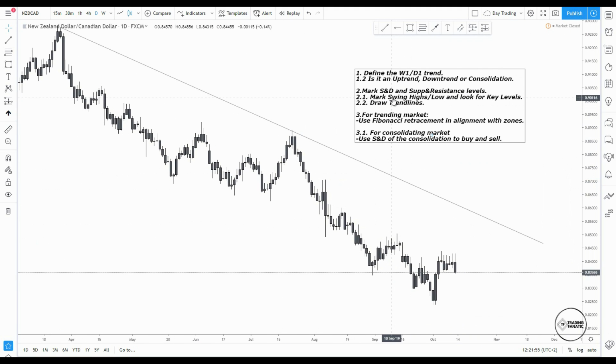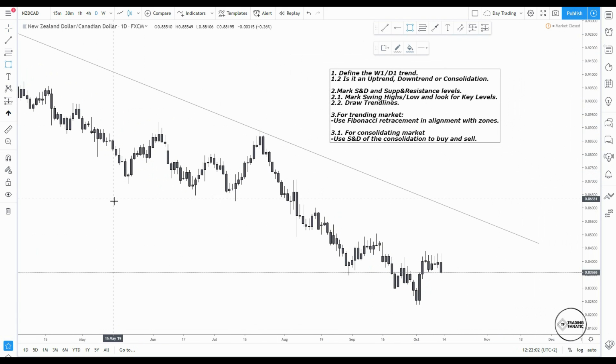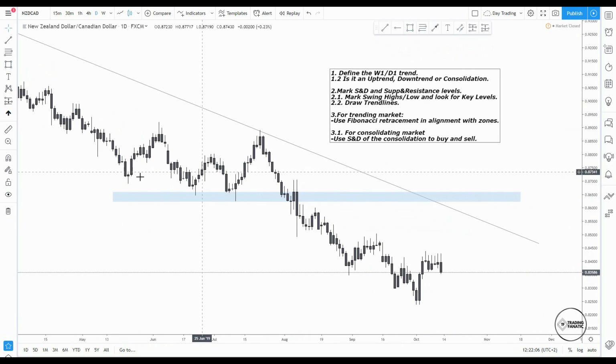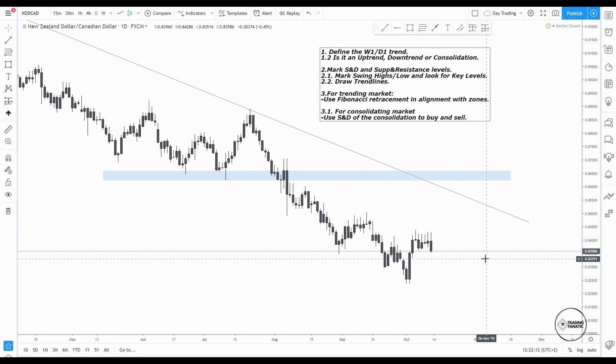Then we should mark the supply and demand zones and support and resistance levels. So you see here we had a massive demand zone that got broken. So this is potentially a very strong retest level here for the trend line.